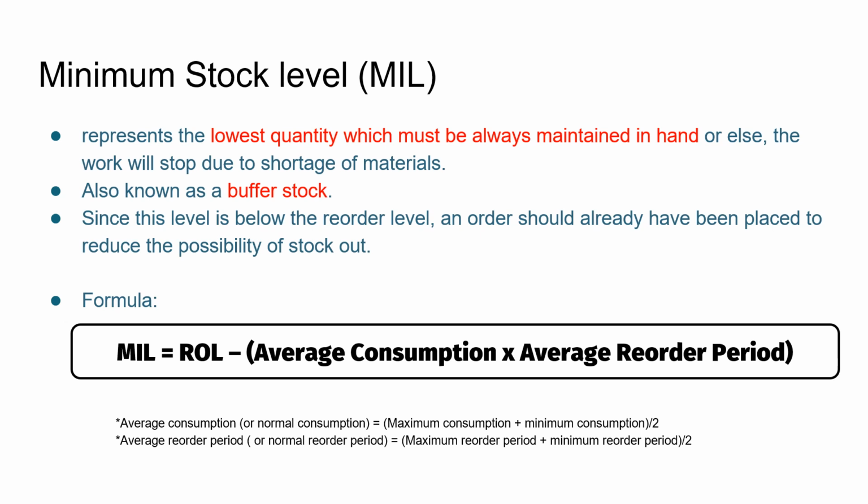So what is the formula for minimum stock level? To find the minimum stock level, you need to know the reorder level first. The reorder level minus the average consumption times the average reorder period. When we say average, it means you need to find the maximum consumption and the minimum consumption divided by 2. Similarly for the average reorder period, we find the maximum reorder period and the minimum reorder period and divide by 2, then only you can get the average reorder period.